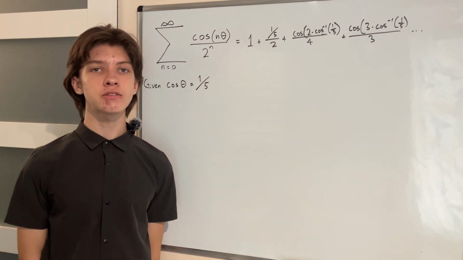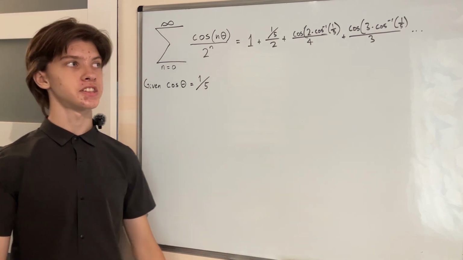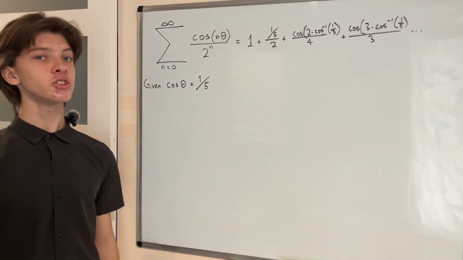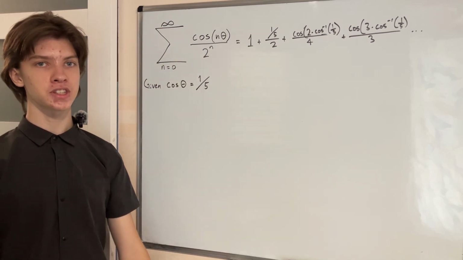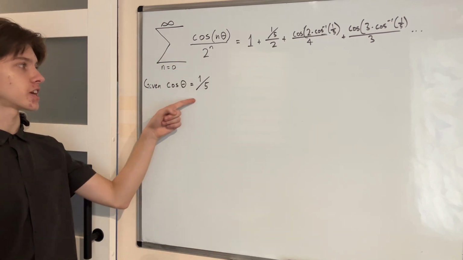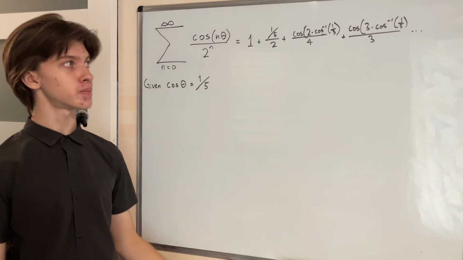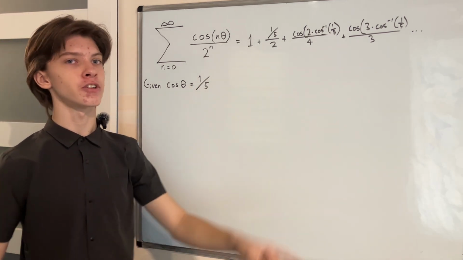Welcome everyone. Today we're going to be evaluating quite a terrible looking sum. As you can see, the sum is infinite and the cosine function is one of its summands, where the cosine of theta in this case is 1/5. If you expand it, it clearly does not look that friendly.